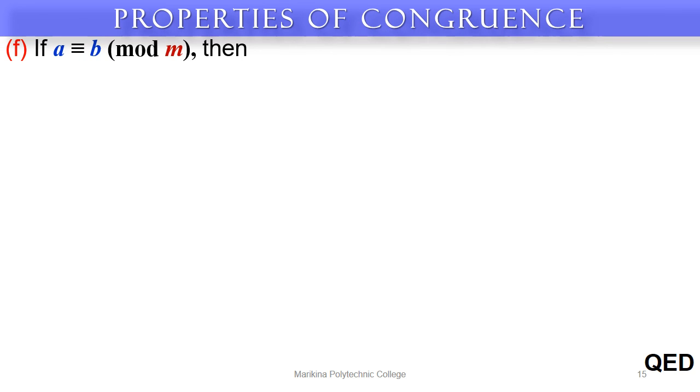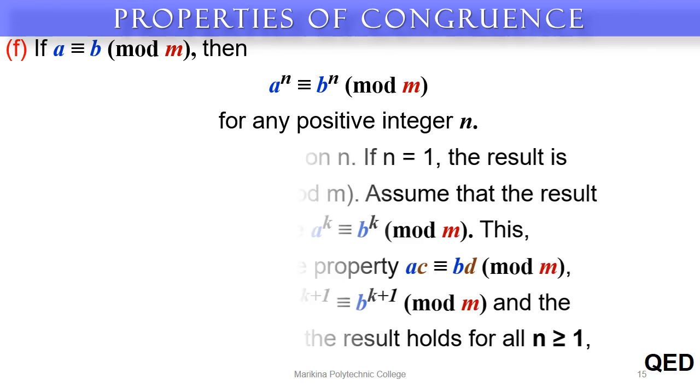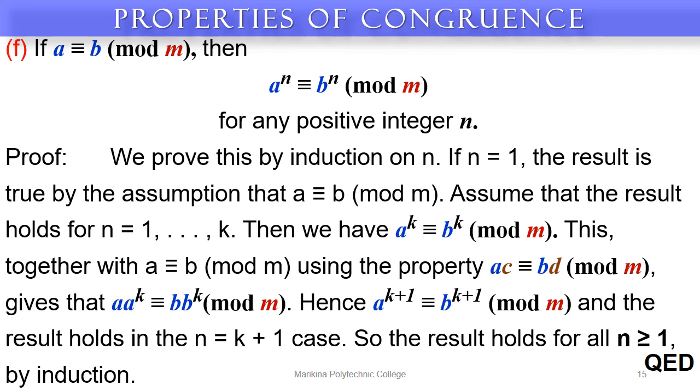Last one, if a is congruent to b modulo m, then a raised to n is congruent to b raised to n modulo m for any positive integer n. For our proof, we prove this by induction on n. If n equals 1, the result is true by the assumption that a is congruent to b modulo m. Assume that the result holds for n equals 1 up to k. Then we have a raised to k is congruent to b raised to k modulo m.